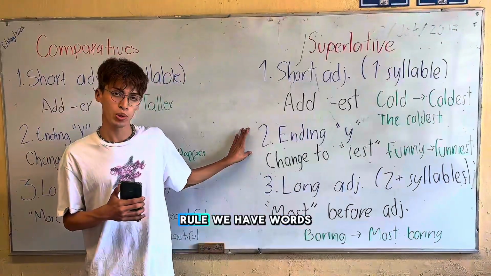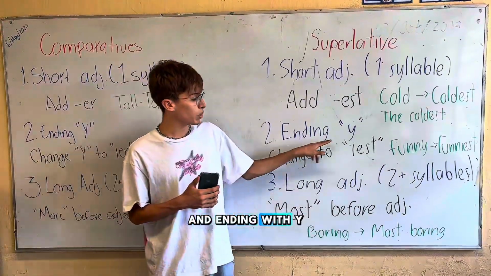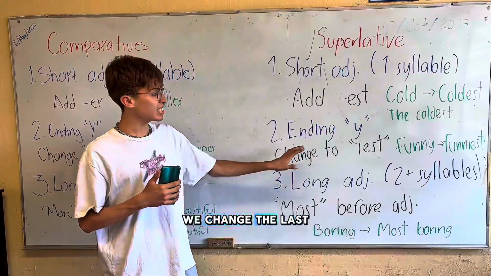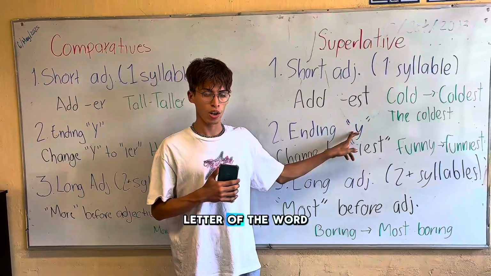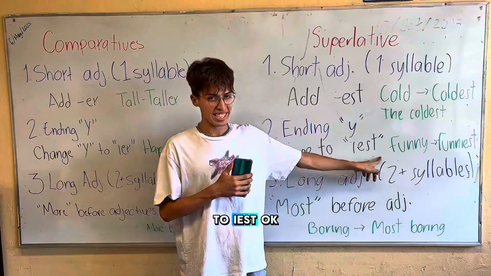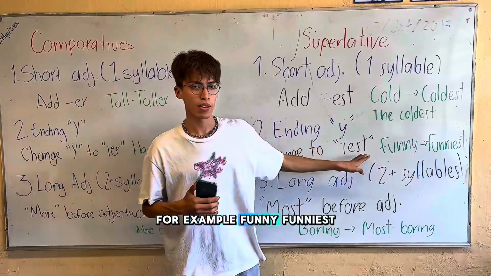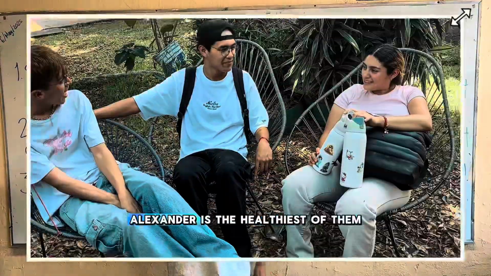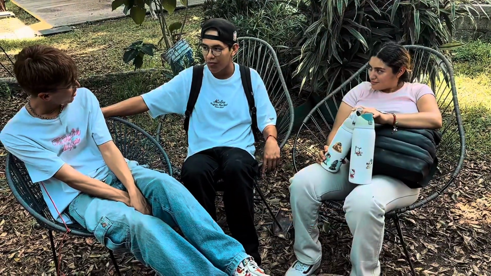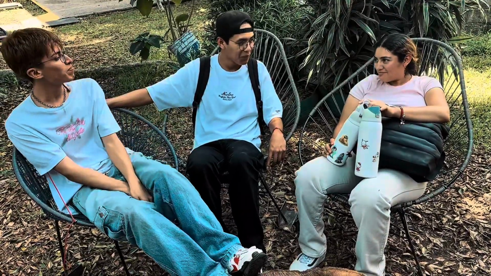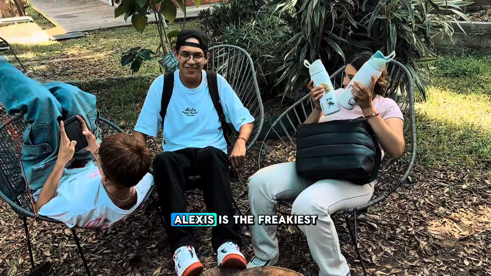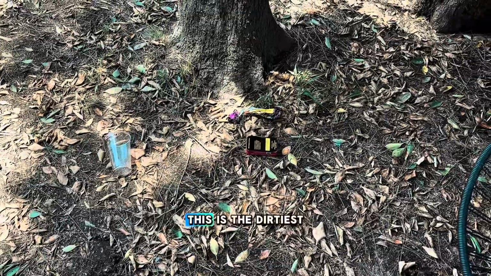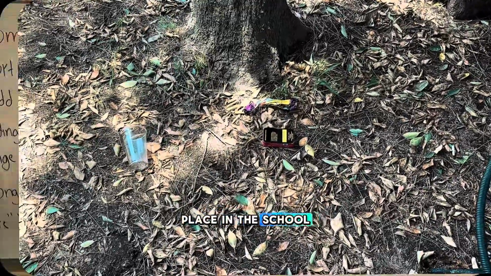Now, in the second rule, we have words ending with y, okay? In this case, we change the last letter of the word to iest, okay? For example, funny, funniest. Alan is the funniest in the classroom. Alexander is the healthiest of them. Alexis is the freakiest of them. This is the dirtiest place in the school.